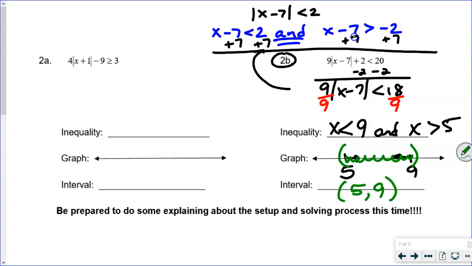Oh, but before we move on, there's a little note here I snuck in at the bottom. Be prepared to do some explaining about how you set up and solve these. Your section of the test this time is not just going to be, here's two questions, solve them. It's going to have explain the process. Do you like to us with this? Yes, I thought that was a great question. I was really proud of it when I wrote it.